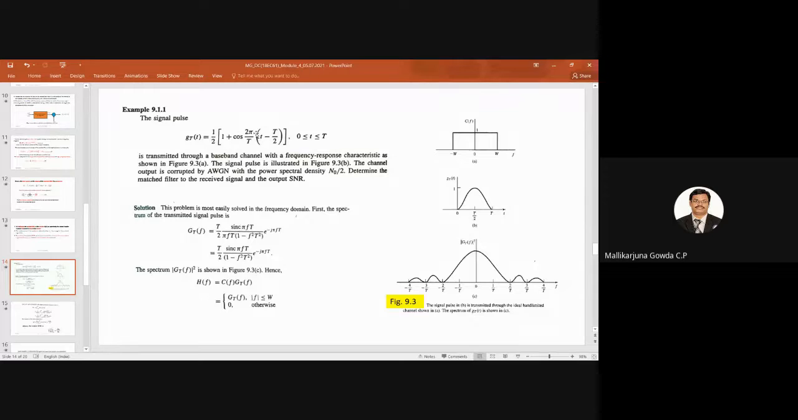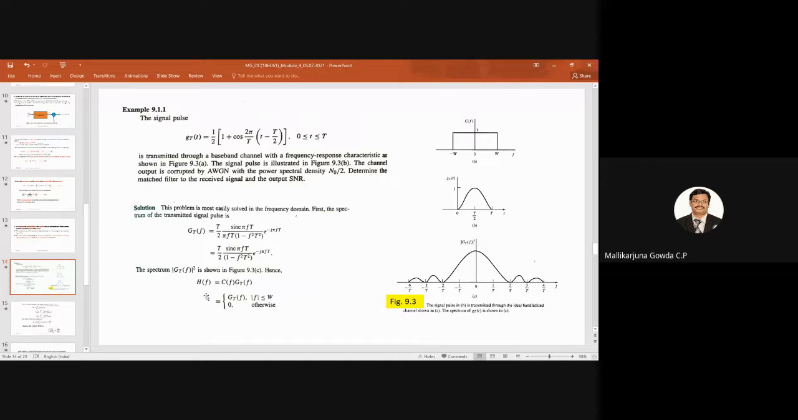Since it is in the time domain, it is easier to solve in the frequency domain. That is why the Fourier transform of the signal is taken. So the Fourier transform of the signal GT of t is like this. Just try this at your leisure time, whether you will be able to get this expression or not. Then the magnitude spectrum of that is given here.